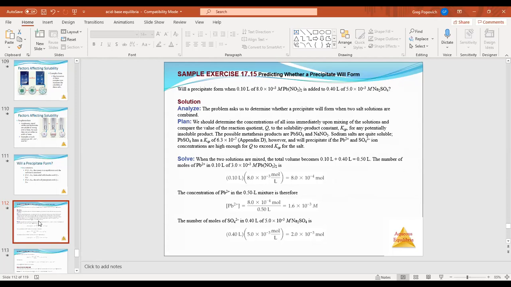Sodium nitrate dissolves completely. It's the lead sulfate we're looking at. We know that because the Ksp for lead sulfate is so small. So if I have lead nitrate, nitrates completely dissolve in water. So if I have 8.0 times 10 to the minus third molar lead nitrate, I have 8 times 10 to the minus third molar lead because I have one lead ion that is produced from my lead 2 nitrate.